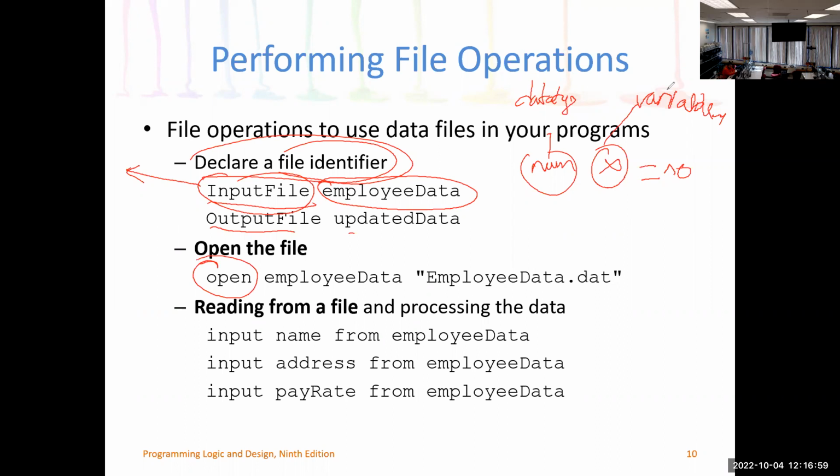You open the file. Employee data here. What's employee data? Employee data here is a variable. And a variable, you declare it here, in the case of you want to accept into the file. And this variable here, you link it to the file name, employee data. That's all. That is the process if you want to open the file.